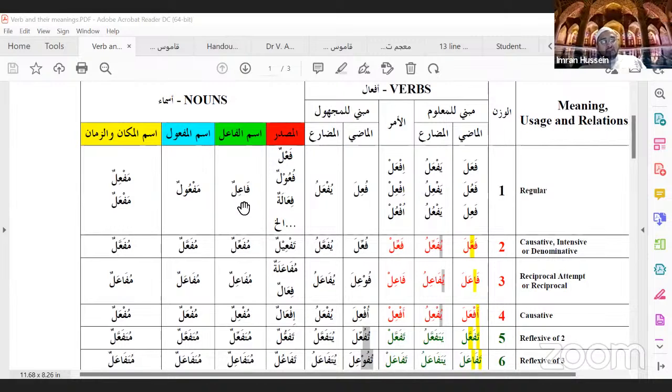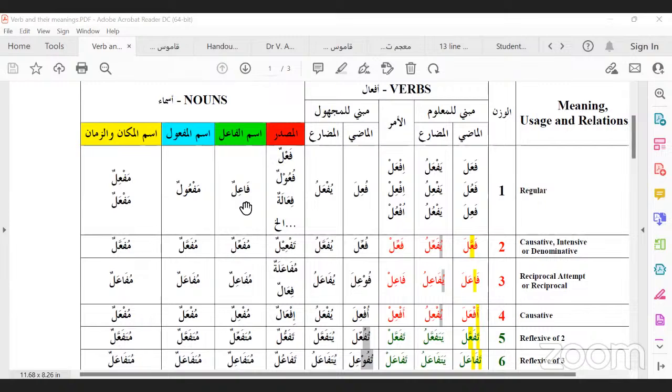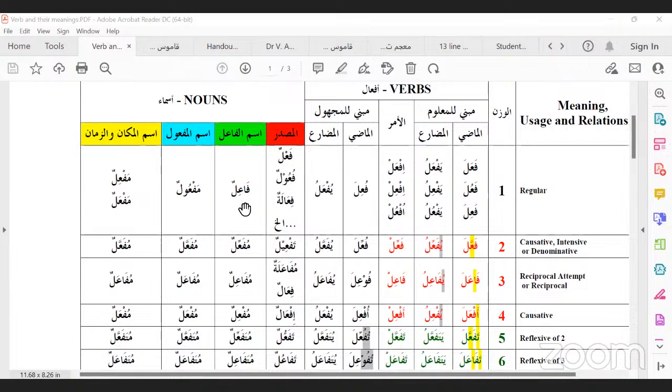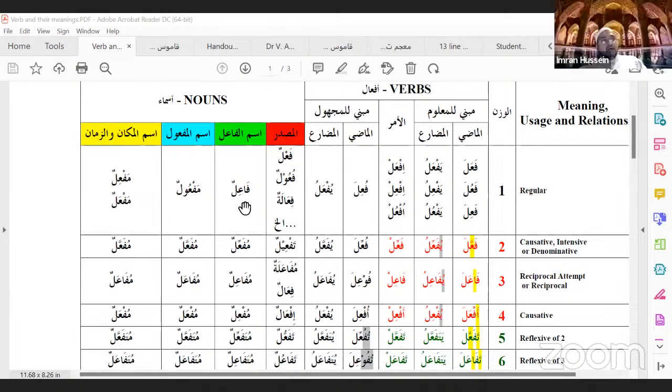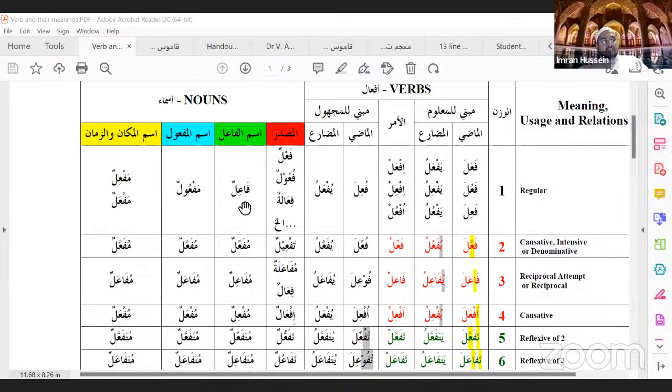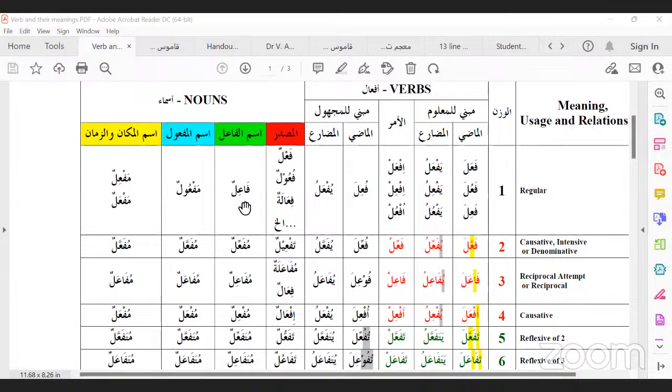So the dual, as you know, everyone knows how to make the dual, tathniya. You add alif and noon, so it'll be katibun, katibani, katibuna. Female scribe is called katibatun, and the 2 female writers are katibatani, because you need to have the ta with the dual to indicate this is female. And the sound feminine plural ends with an alif and a ta. Katibatun.